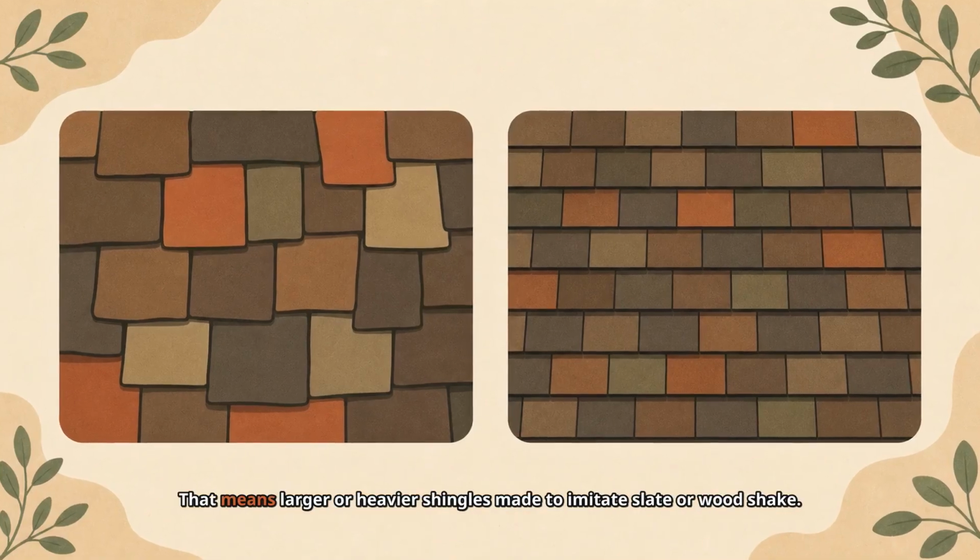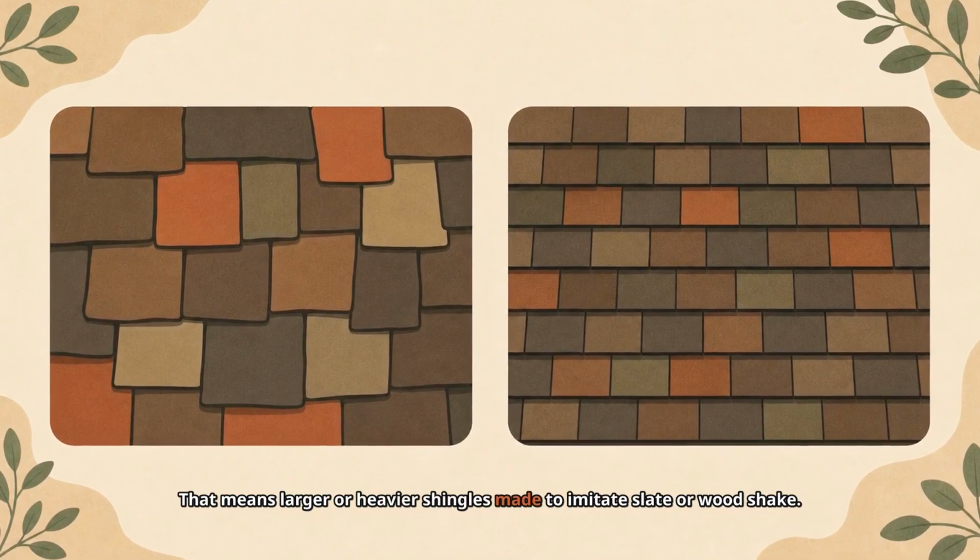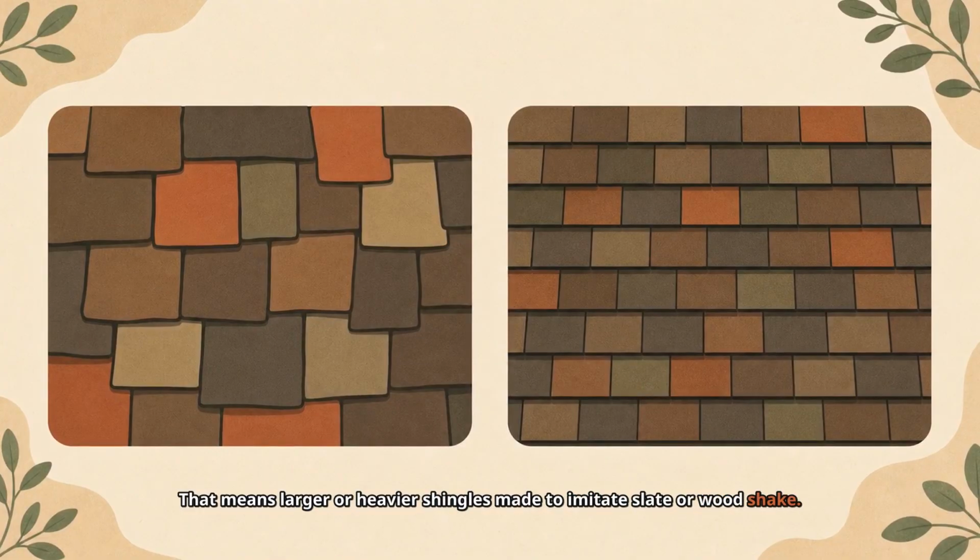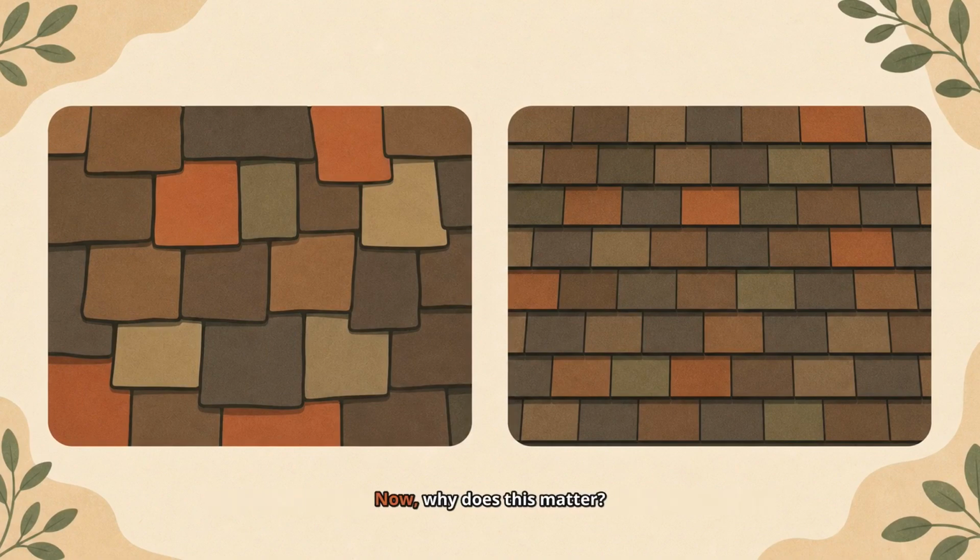One more wrinkle. Some roofs are premium or designer shingles. That means larger or heavier shingles made to imitate slate or wood shake. They can look even thicker than ordinary architectural shingles. So if your roof looks very chunky, do not force it into only 2 boxes.